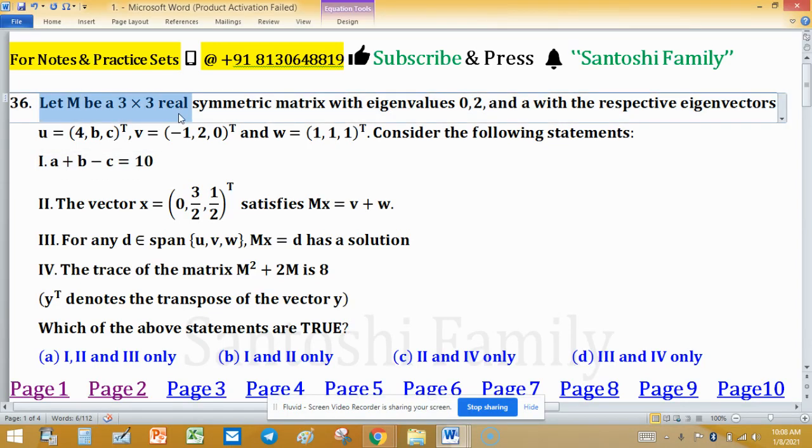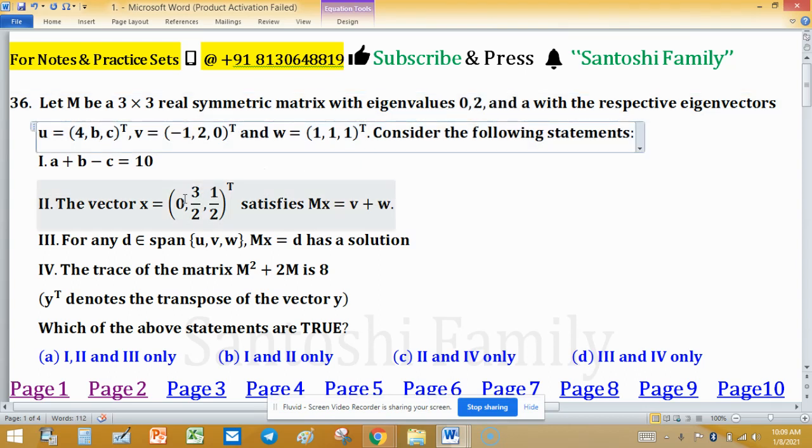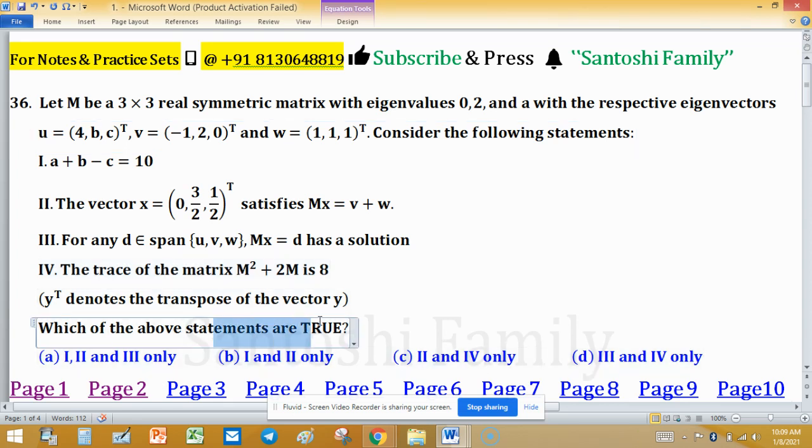Let M be a 3 by 3 real symmetric matrix with eigenvalues 0, 2, and a, with the respective eigenvectors u, v, and w. Consider the following statements. First statement: a plus b minus c equals 10. Second statement: the eigenvector x satisfies Mx equals v plus w. Statement 3: if d is in the span of u, v, w, then the system Mx equals d has a solution. Statement 4: the trace of M squared plus 2M is 8. Which of the above statements are true?